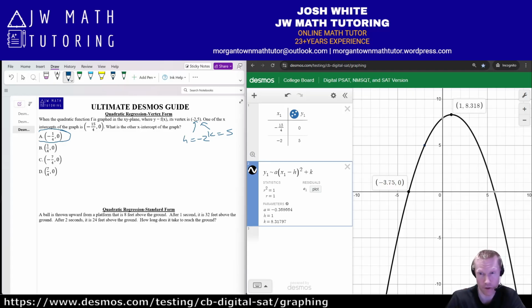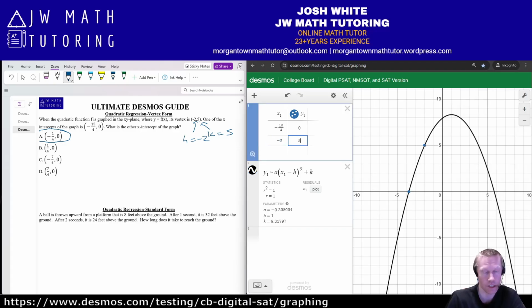This has its maximum point, its vertex, at 1, 8.318. So this is the reason why you have to put the H and K values in the vertex regression statement, because otherwise it doesn't treat the vertex point as the vertex. It just treats it as any other random point on the quadratic function. So just to show you, you will not get the correct answer if you do not put the vertex values into the regression statement when you're doing it in vertex form.